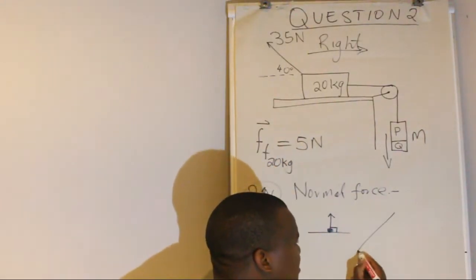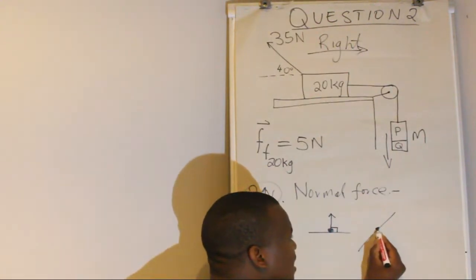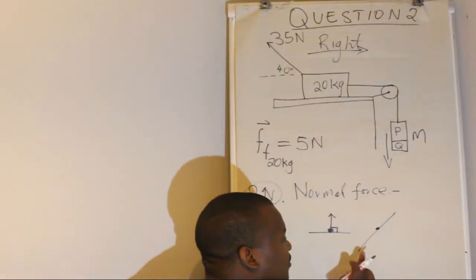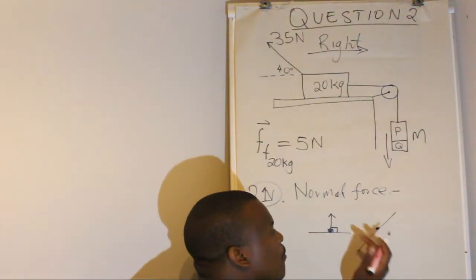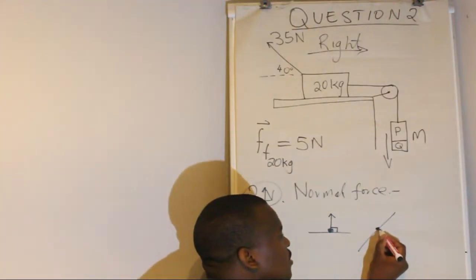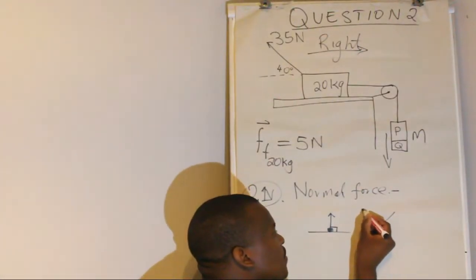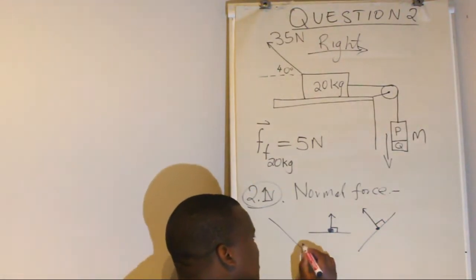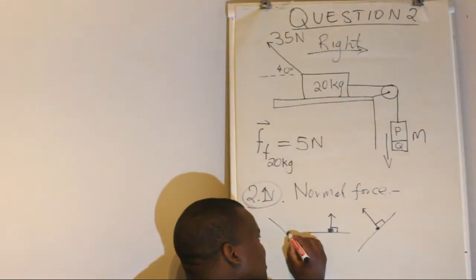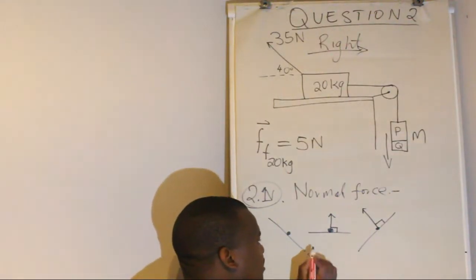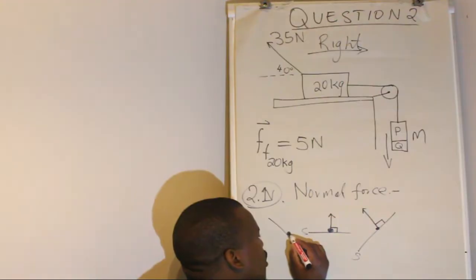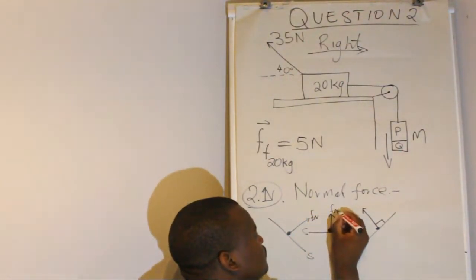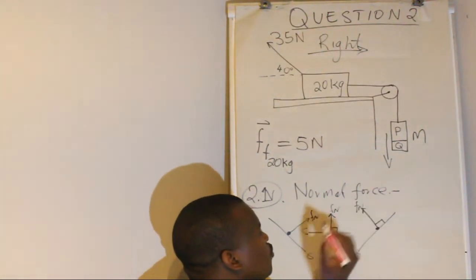So if your surface was like this and you have an object here, the normal force would be the force that the surface is exerting or pushing on this object, and it's perpendicular, which means it will be in this direction, so 90 degrees. Here is the surface, here's the object, the force will be like that. This will be your normal force. All of them will be your normal force.